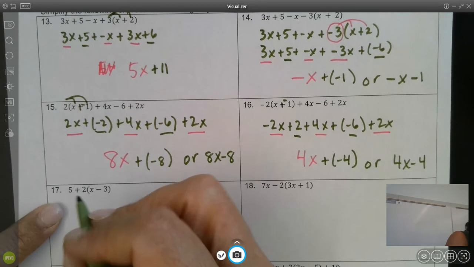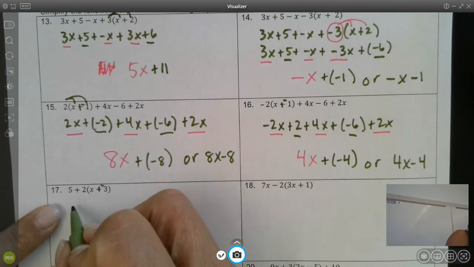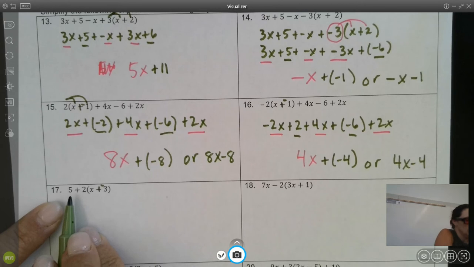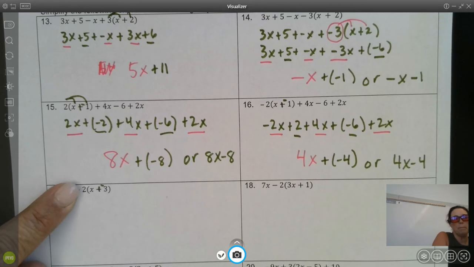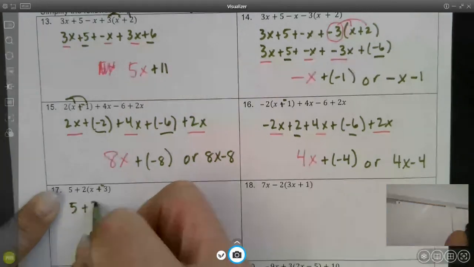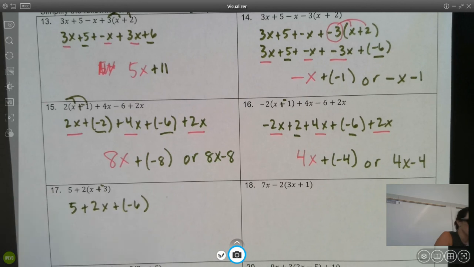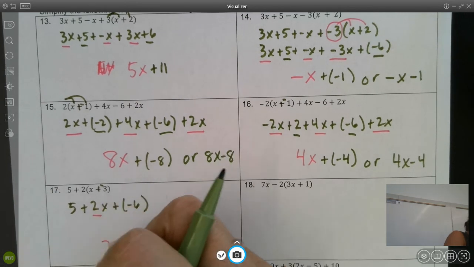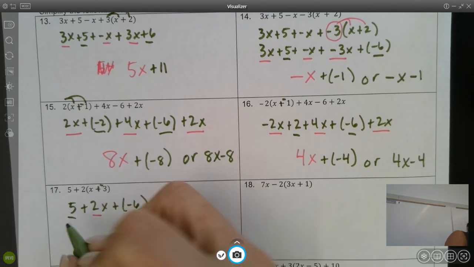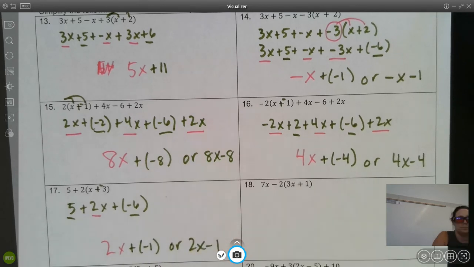This guy. Think of it like a x plus negative 3. Do not make the 7. You have to distribute. You have to multiply. PEMDAS says multiply before you add. So this is going to be 5 plus 2x plus negative 6. So this one hangs out, the 2x, and then 5 and a negative 6 make negative 1. Either way.